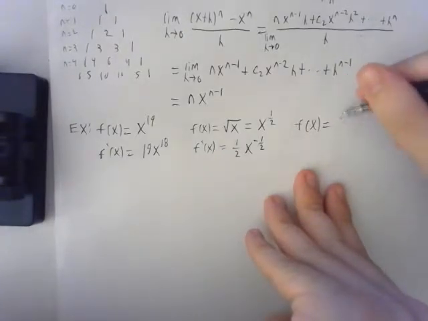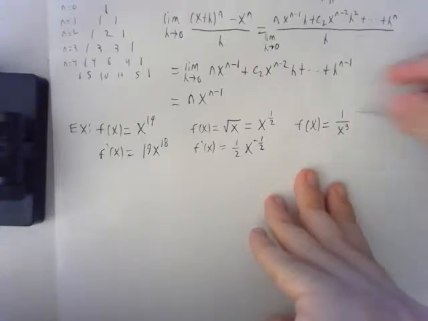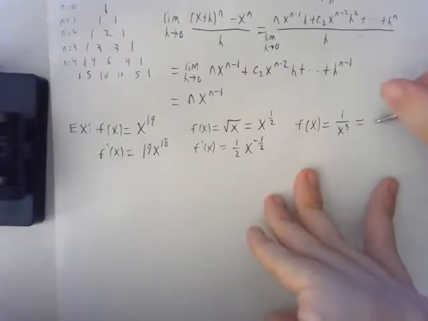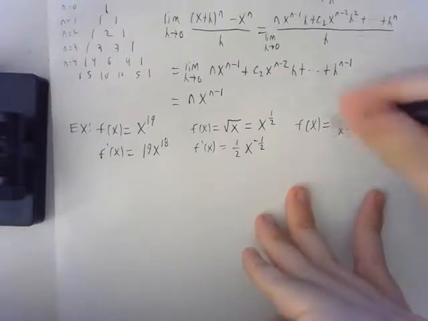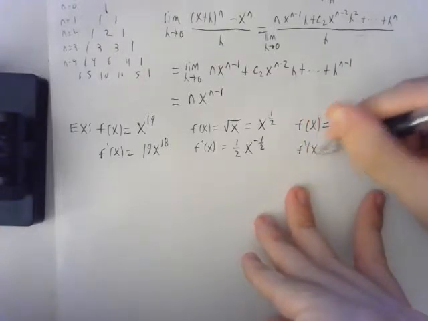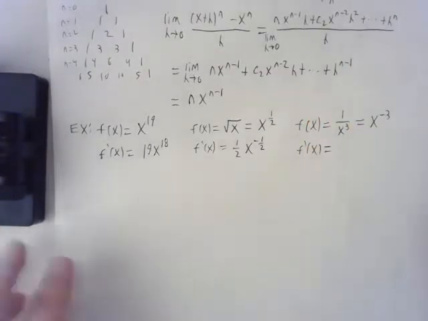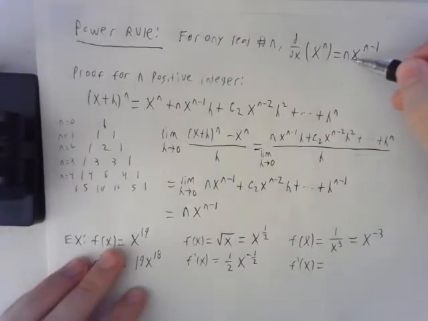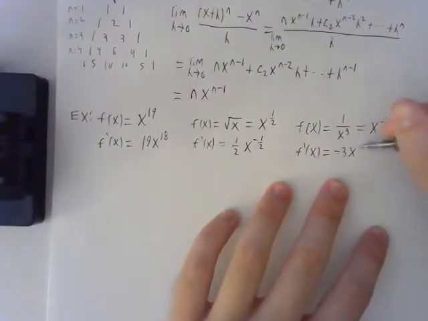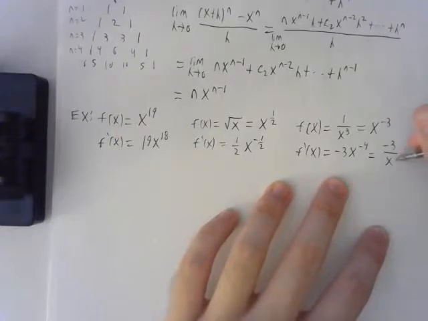f of x equals 1 over x to the power 3. Well, this time we can rewrite this as x with a negative exponent. And so the derivative, again, use the power rule, n is equal to negative 3, so it'll be negative 3x to the negative 3 minus 1, which is negative 4. Or if you prefer, you could write this as negative 3 over x to the power 4.